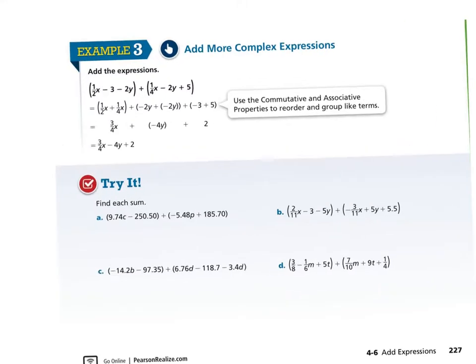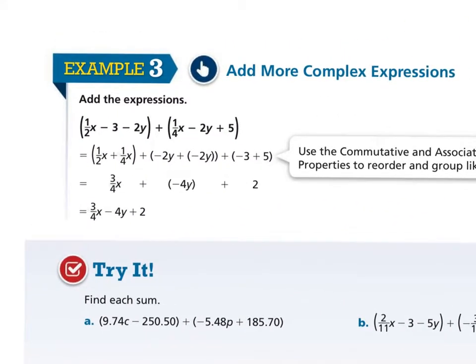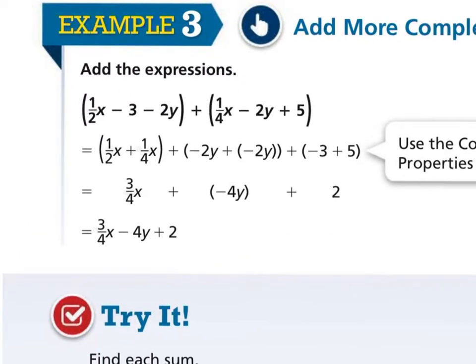So example 3, they are promising us more complex expressions here, and you can see the difference there. It does look more complex. We're adding these together. The parentheses they have there, we actually don't need those parentheses. It's basically just saying I have these three terms here, I have these three terms here, and I'm adding those together. But the parentheses don't really have to be around those. Basically, again, we're just hunting for like terms that we can combine together and simplify this thing.